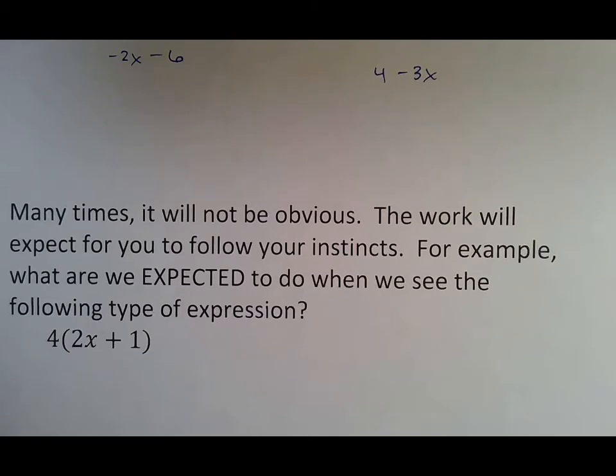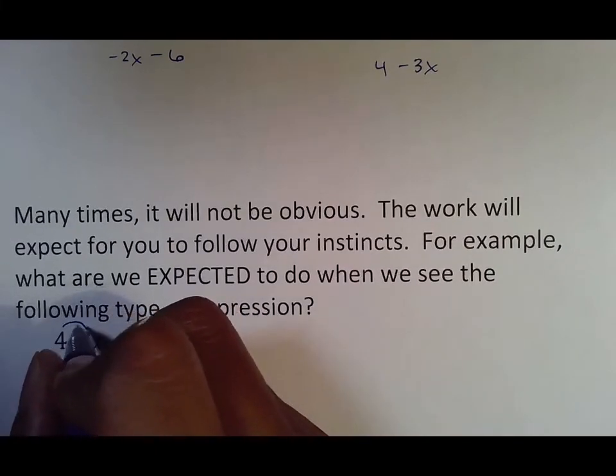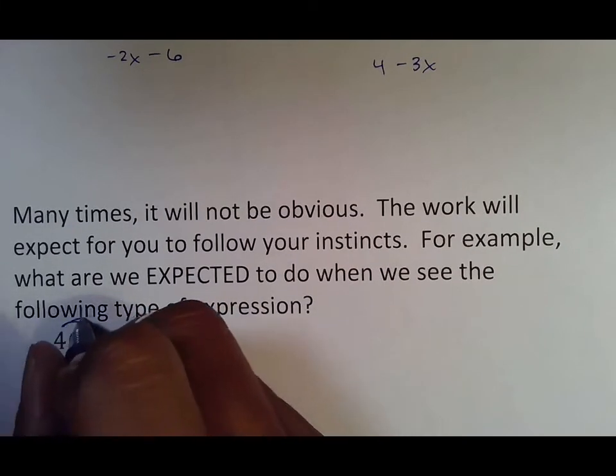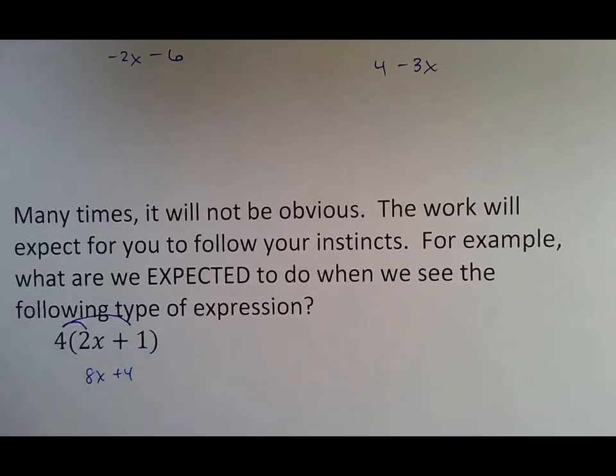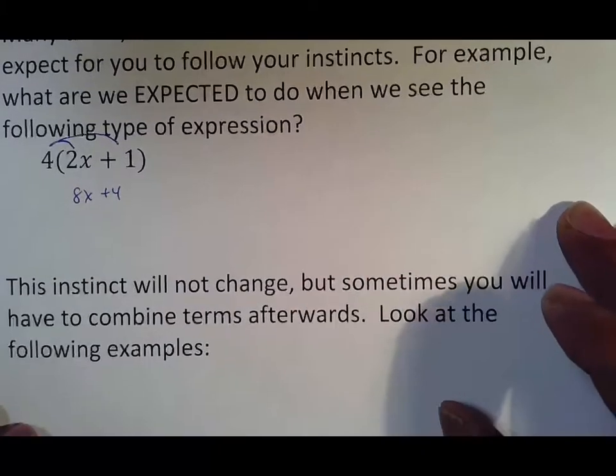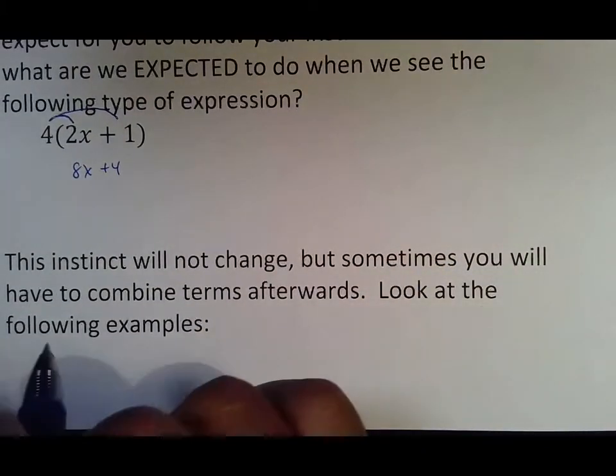For example, you're going to be expected to do something whenever you see something like this. And once you see the parentheses with the x on the inside, we should understand that what we're going to do is say 4 times 2x is 8x, 4 times 1 is 4, and that's that. That's the distributive property, and so we did that for, I think, 3 weeks, which means that whenever you see it, your instinct must kick in.